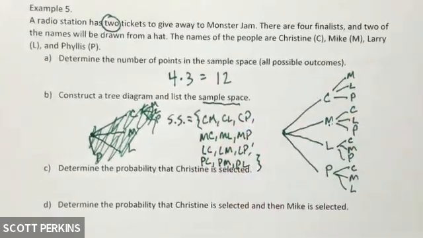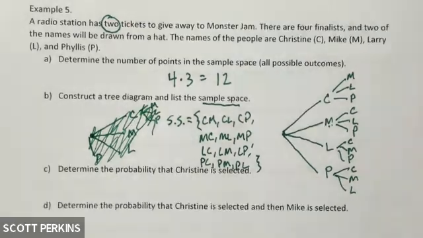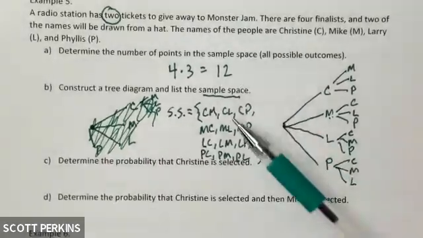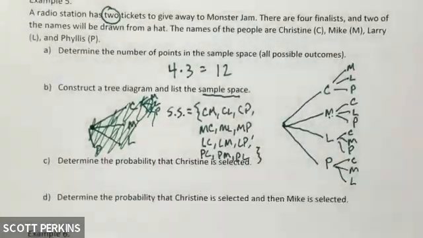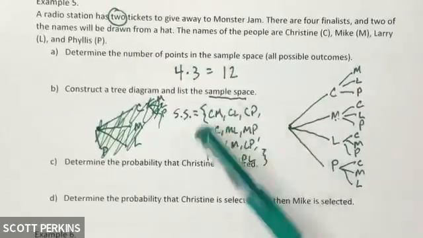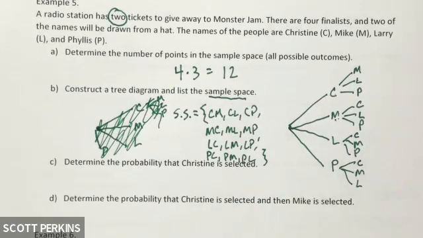Now, the reason this can be helpful to us is in answering the last 2 questions, because now we know everything that can happen, and so we can determine probabilities. So you've got 2 quick probability problems to do for me. The first one says determine the probability that Christine is selected. We see that there's 12 possible outcomes. We determined that in the A part. Now you can look in your sample space at how many of the outcomes have Christine in them. Then you're going to determine the probability that Christine is selected and then Mike is selected. Again, you can see how many times that precise order of events happens, and you can construct the probability.